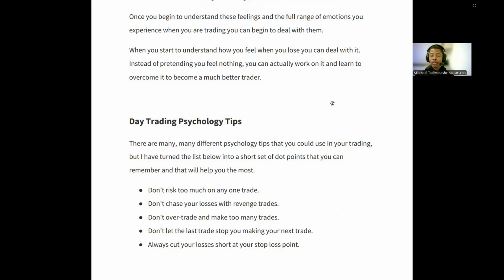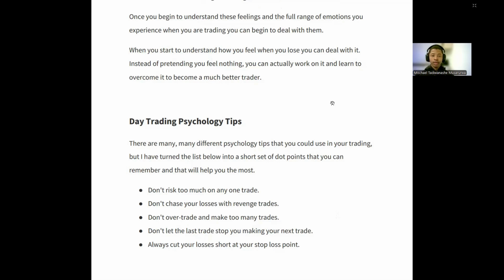For psychology, guys, since I'm not a trading psychology expert, I'm just going to share with you a few tips on how you can try to control your emotions. Everyone has emotions. I also have emotions in trading. But you need to try and control them. We are all humans. We are not machines or robots.